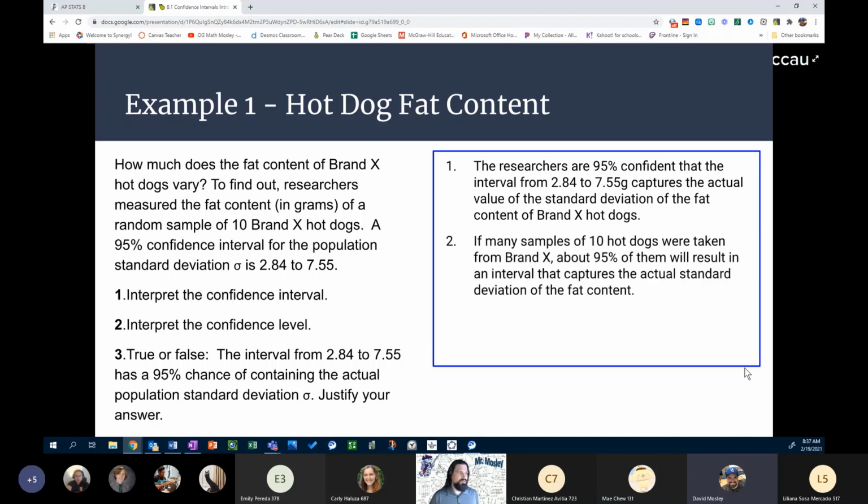For number 2, when we interpret the confidence level, we say if many samples of 10 hot dogs were taken, or if we repeated the sampling process over and over again from brand X, about 95% of them will result in an interval that captures the actual standard deviation of the fat content. So we're saying about 95% of the samples, if we repeated this over and over again, would result in a confidence interval that would capture the actual standard deviation.